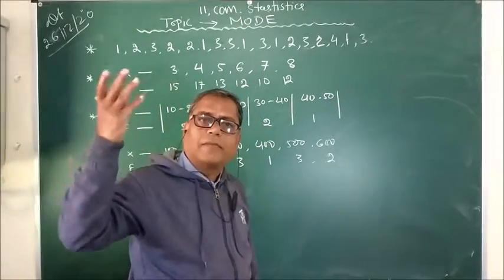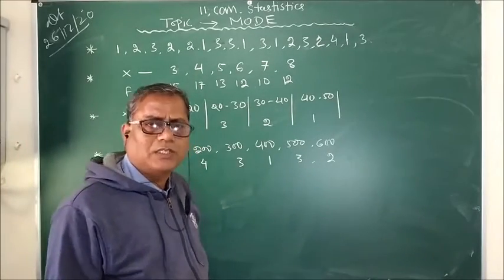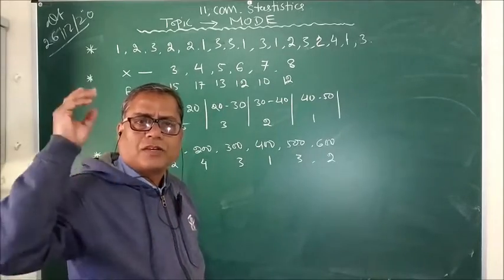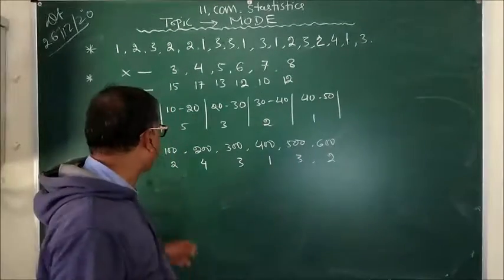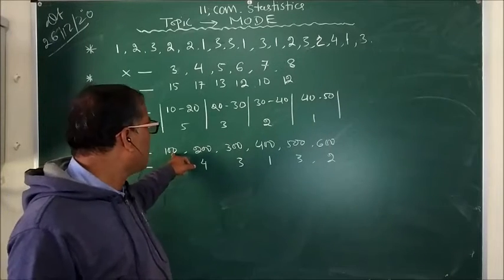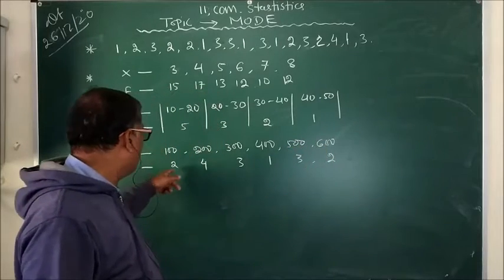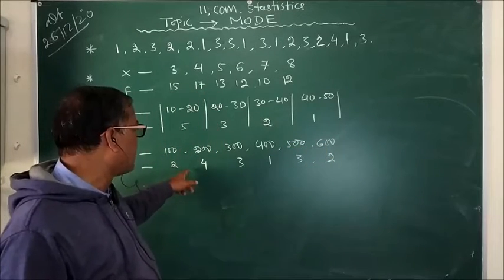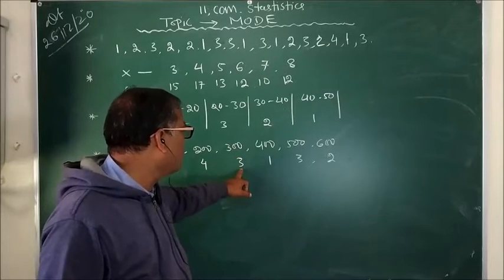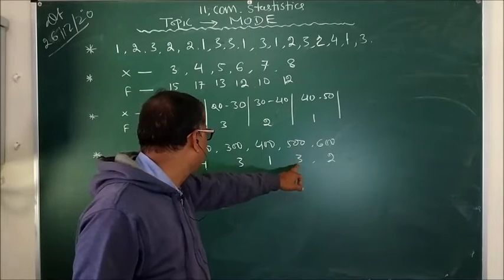But the real problem arises in a bimodal series. Bimodal series means where two different values have the same frequency, the maximum number of frequency. As in the last case, you can see the values are 100, 200, 300, 400, 500 and 600. And when we come to the frequencies, what we observe is that value 300 has frequency 3, value 500 has also frequency 3.